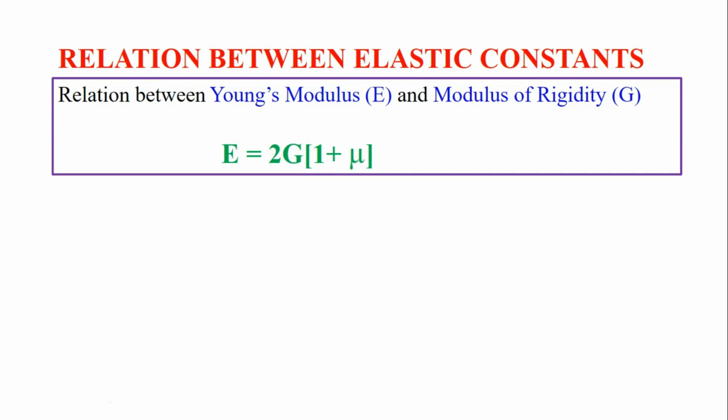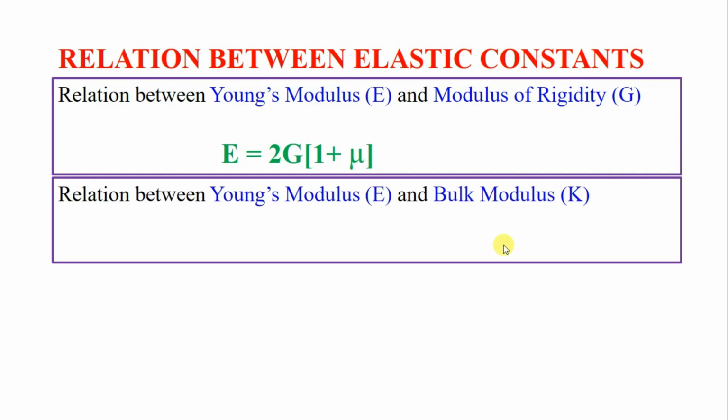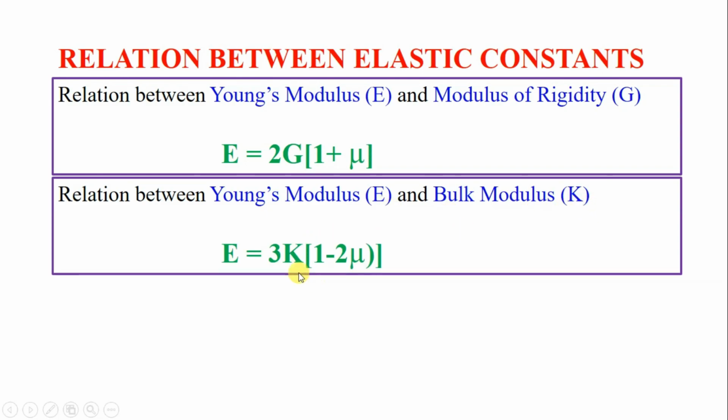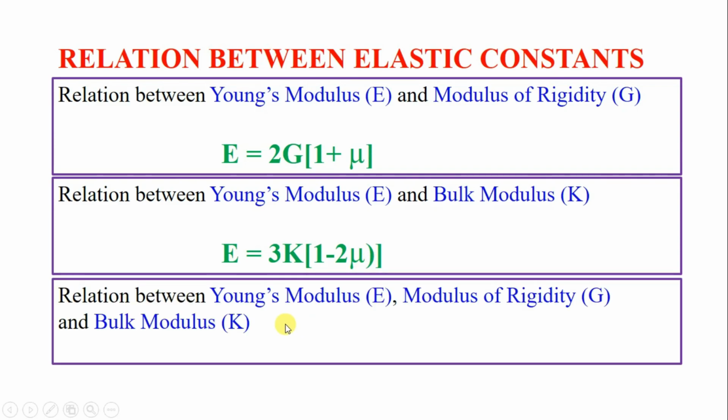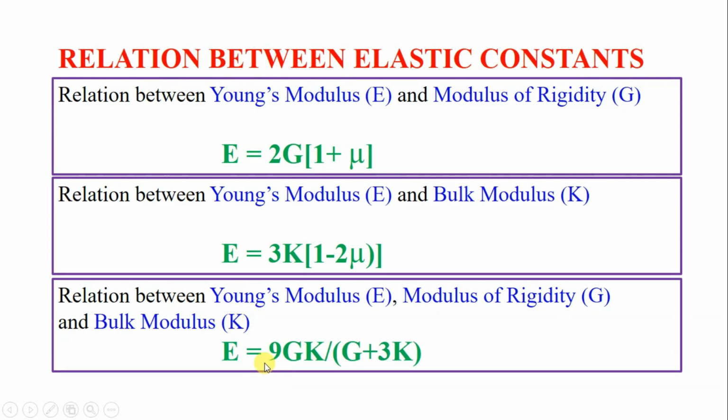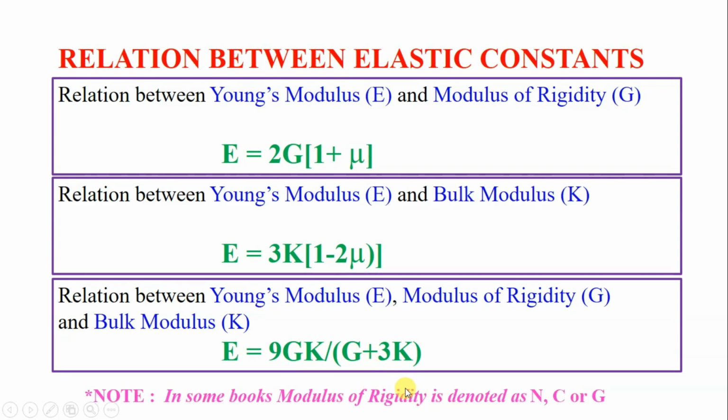Next comes the relation between this Young's modulus and bulk modulus, capital K. E is equal to 3K into 1 minus 2 mu. Third comes the relation between all these three, E, G and K. It is given by E is equal to 9GK the whole divided by G plus 3K. In some books this modulus of rigidity is denoted as N, C or G. Next we will see bars of uniform section.